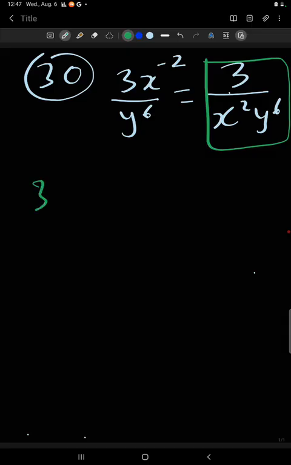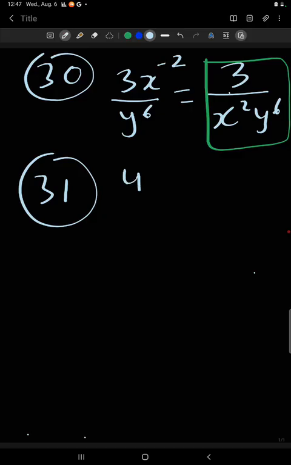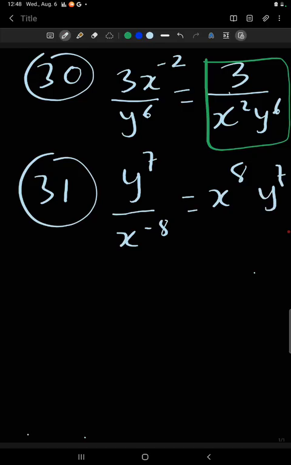31, problem 31. Okay, what do I have here? What if I have y to the 7th power and x to the negative 8th power equals what? Okay, of course, we just take the reciprocal, is essentially all we're doing there, and we end up having x to the 8th, y to the 7th. Okay, it's just that.